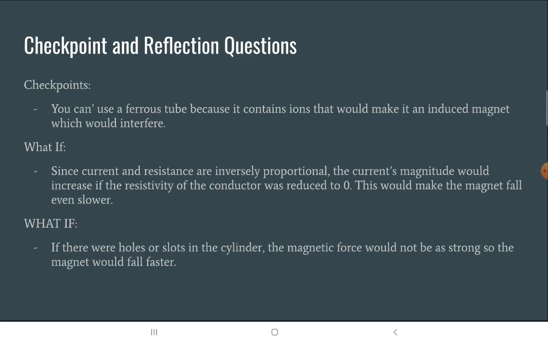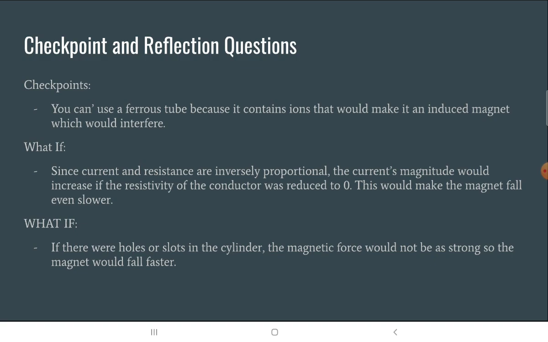So the questions: you can't use a ferrous tube because that obviously contains ions and they interfere with Faraday's law, so the induced magnet wouldn't work the same way. And then if the resistivity of the conductor was reduced to 0, the current's magnitude would increase, and that's because the current and resistance are inversely proportional. So in other words, the magnet would just fall even slower.